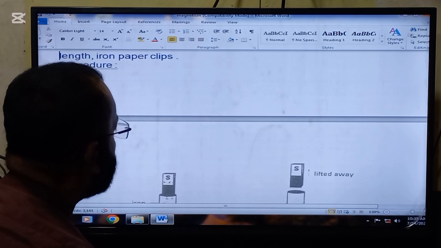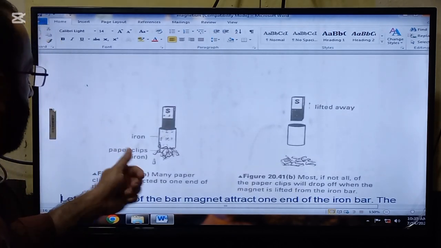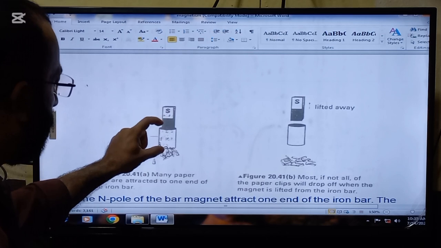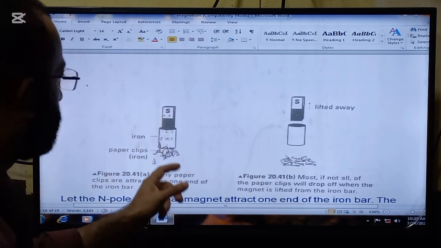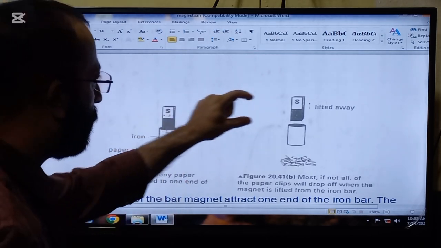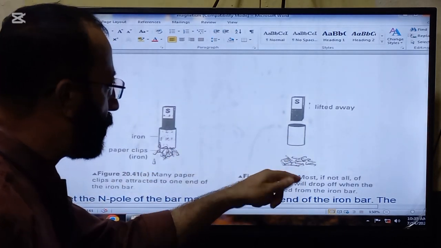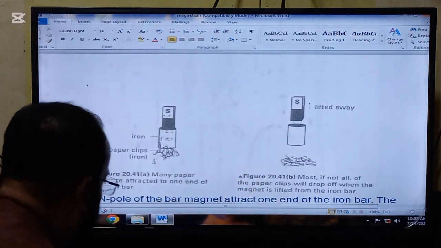So look now. A lot of the paper clips will be attracted when the permanent magnet was in contact with the iron. So when the permanent magnet was kept away, almost all the paper clips were dropped from the iron bar.